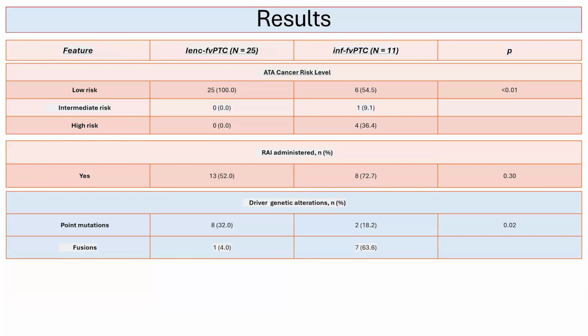The radioactive iodine was administered in about 50% of the invasive encapsulated cases, and in the infiltrative ones about 73%. When we look at the molecular alterations, 8 of the invasive encapsulated ones had point mutations. And when you look at the fusions, they were more in the infiltrative follicular variant. Now, this is something that has been in the pediatric literature, and it's coming out in more studies. When you look at the pediatric thyroid carcinomas, the genetic alterations tend to be more on the fusion side as compared to point mutations, which are more common in the adult.